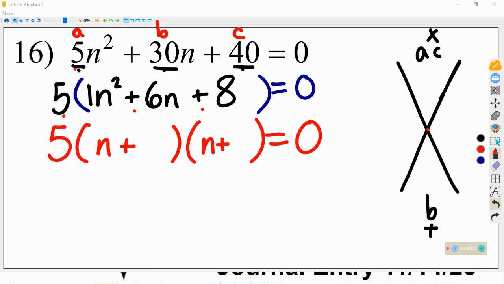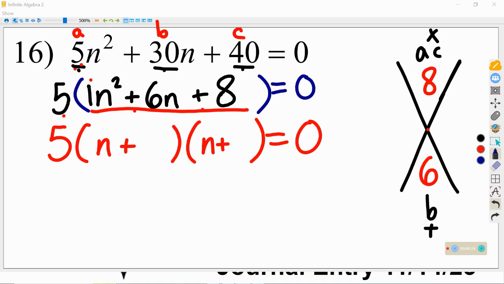When we started, we had a coefficient of 5, but now we factored it so that we have this expression right here. And this expression is the one we want to factor. So we're going to use a to be 1 and c to be 8. So 1 times 8 makes 8, and in this case b is now 6.